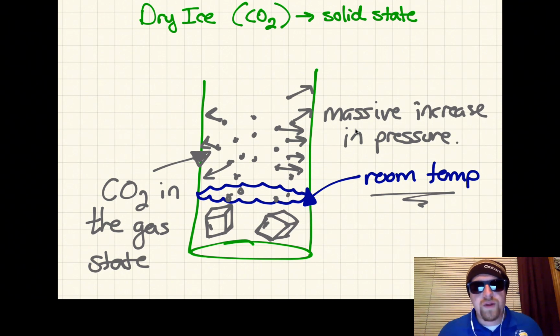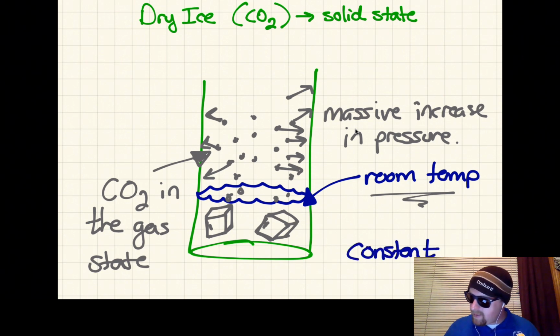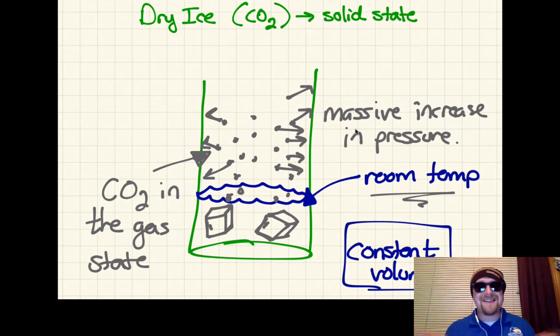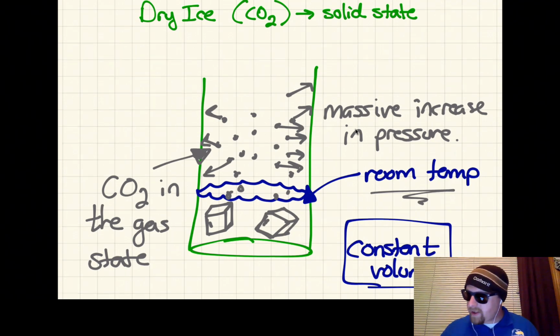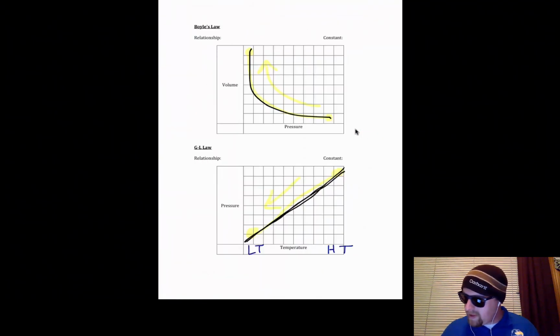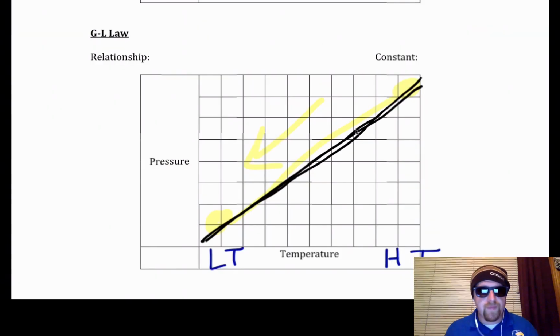So what we're doing with this gas is we're heating it up, and we're seeing a change in pressure. The one thing that we're trying to hold constant here is volume, meaning that we're trying to contain it inside a bottle. So if we go back to our gas laws, a constant volume would be Gay-Lussac's law.